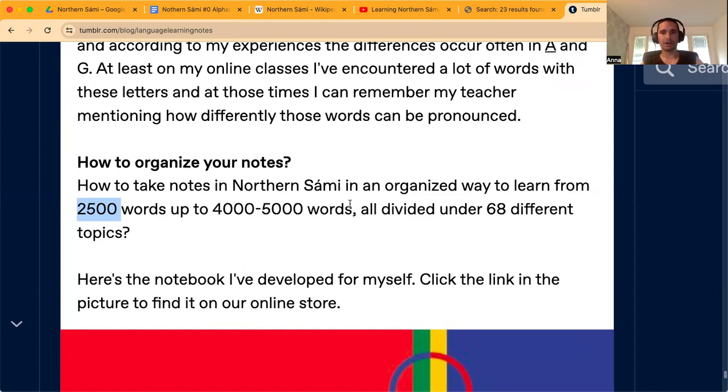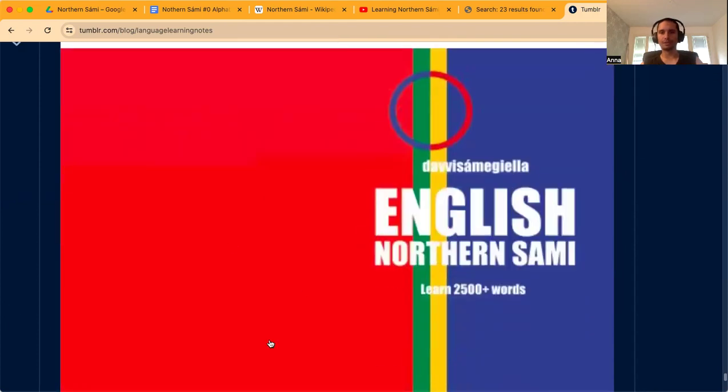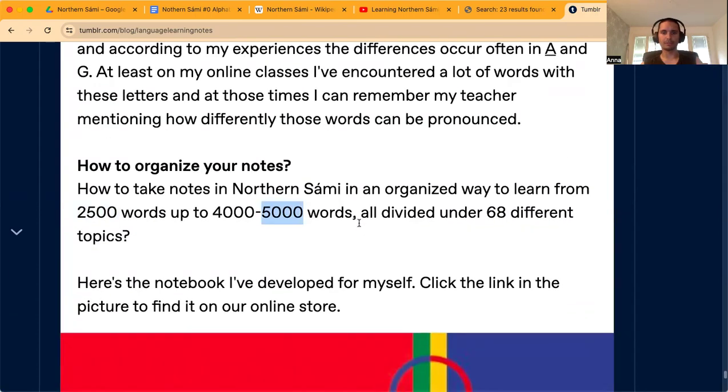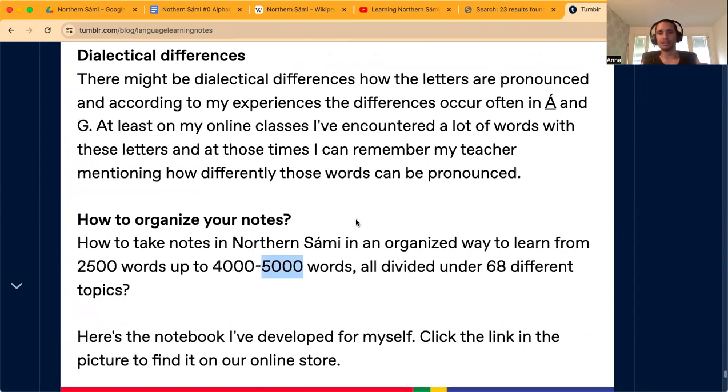But after some additional phrases that I include in these notes, I think in the end we will know between 4,000 and 5,000 words. But of course, you don't need to get my notebooks. You can use an empty journal and just write the things we are going through here.